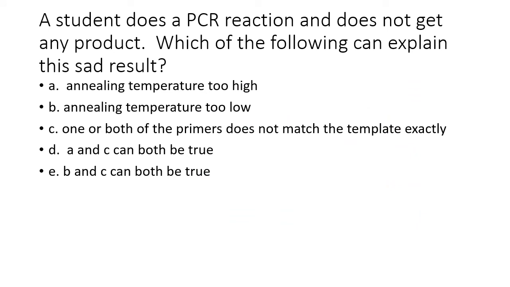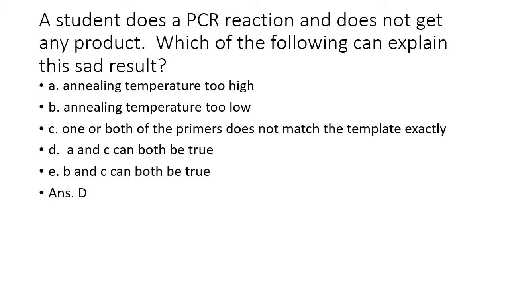A student does a PCR reaction, does not get any product. Which of the following can explain this sad result? A, annealing temperature too high; B, annealing temperature too low; C, one or both of the primers does not match exactly; D, A and C can both be true; E, B and C can both be true.